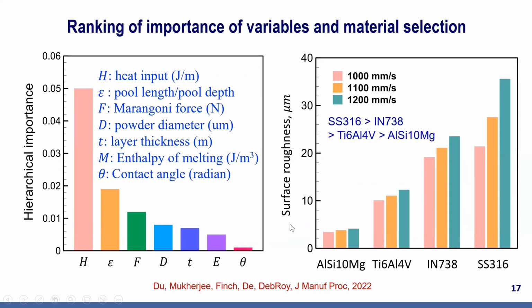Again, we can find the important variables, and we can also use this index as a tool for material selection. Here we are plotting the hierarchical importance of different variables like heat input, aspect ratio, Marangoni force, powder diameter, layer thickness, enthalpy of melting, and contact angle. The most important variable to control the surface roughness is the heat input. The surface roughness index for different materials under similar processing conditions shows that the casting alloy, aluminum tin silicon magnesium, is the best, and stainless steel 316 is most susceptible to rough surfaces.